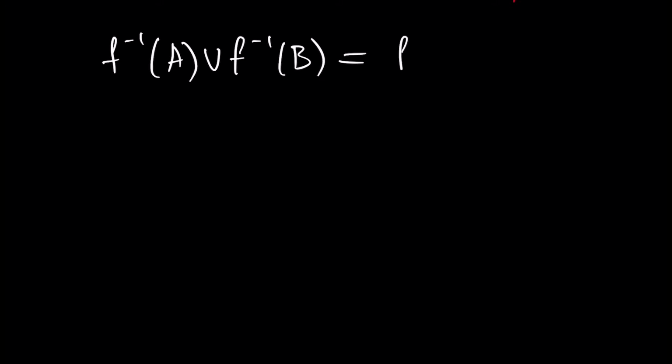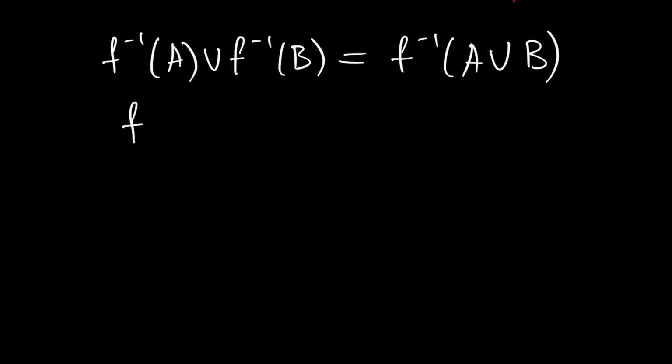f minus 1 of A union f minus 1 of B, or union of pullbacks is equal to the pullback of union. This relation is the same as previous relation, as previous equality, and I will go further.